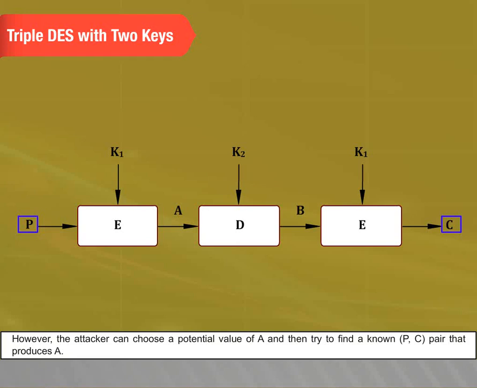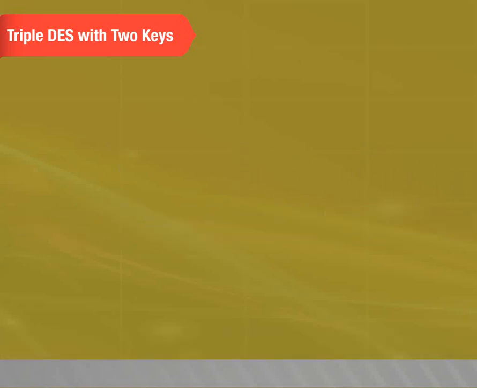However, the attacker can choose a potential value of A and then try to find a known P-C pair that produces A. The attack proceeds as follows.